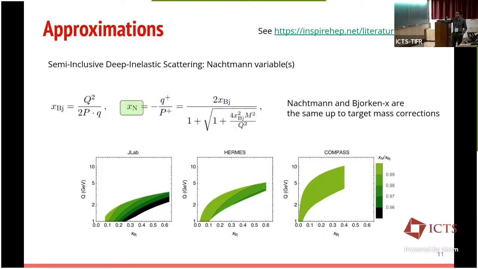So you see the color here tells you how different x-Nachtmann and x-Bjorken are. You see that, okay, in the kinematics of COMPASS, it's relatively safe to identify x-Bjorken and x-Nachtmann because the color is the bright green. If you go to experiments where the data sits at a lower invariant mass, for example, let's look at JLab. There is a kinematic slice here where the difference between x-Nachtmann and x-Bjorken is 4%. 4%, I mean, what do you think?